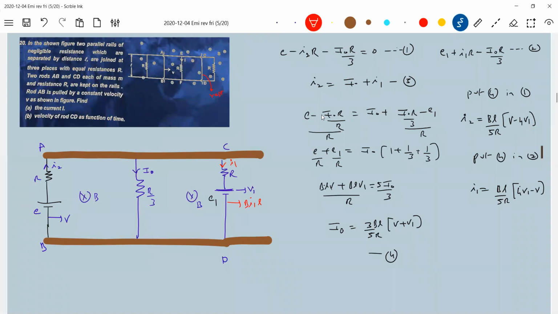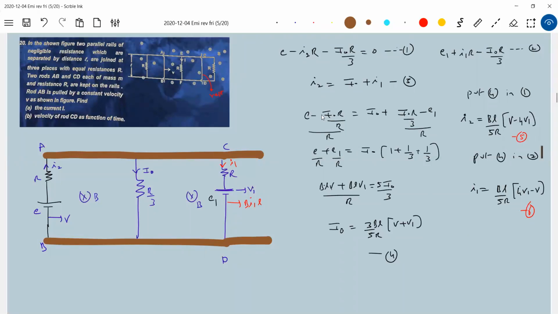What number will come? 4. Okay, this is 5, 6. So substitute 4, 5, 6. Here we'll get expression for V1. Then after getting V1, then what will happen? We can get the I0. Then what is the current in this? Should be I0 by 3. Am I right?